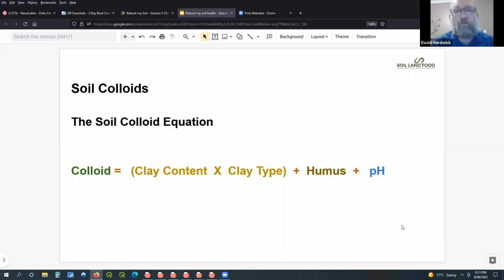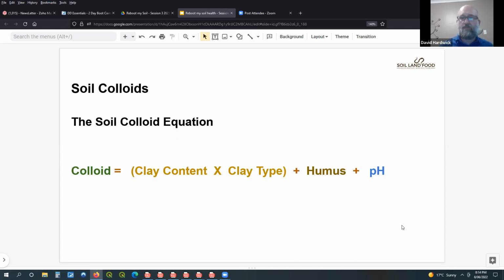And the key thing is, the colloid in your soil is the clay content, the type of clay, plus humus, plus the pH. So some clay types don't have a big charge, and other clay types have a big charge just naturally because of the clay colloid type. I won't go into any more than that. Suffice to say, different clays do have different charge sizes.